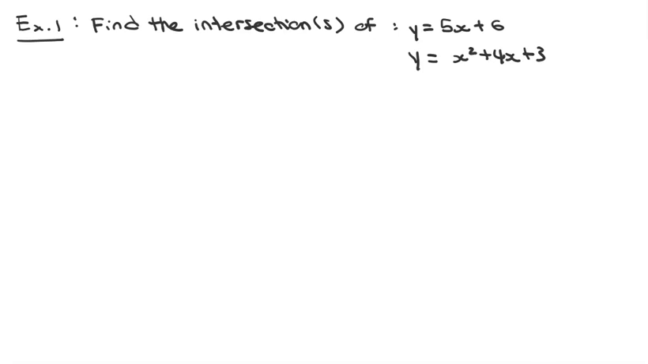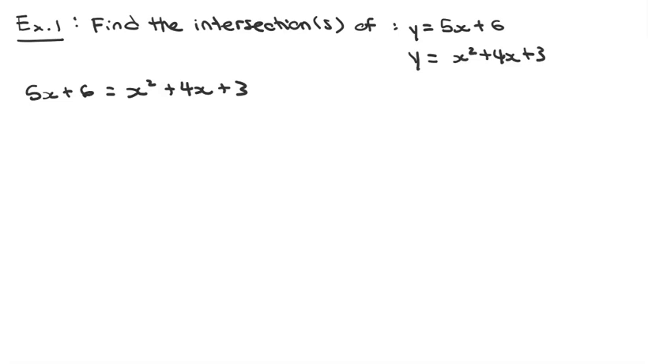Okay, so what we want to do with these is find where these two equations intersect, right? In order to figure that out, we're going to have to set them equal to each other. We want to find the point or points where these two graphs have the same value. The only way we can determine that is by setting them equal to each other, because then it will reveal the common value these graphs have. So I'm going to say 5x plus 6 is equal to x squared plus 4x plus 3. Again, I set these equal to each other.